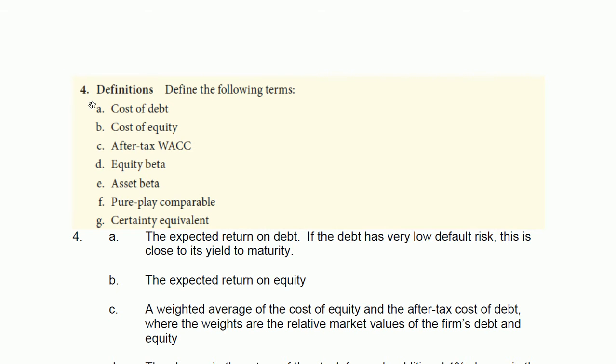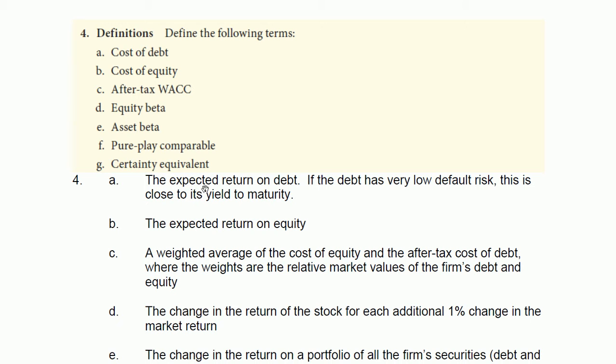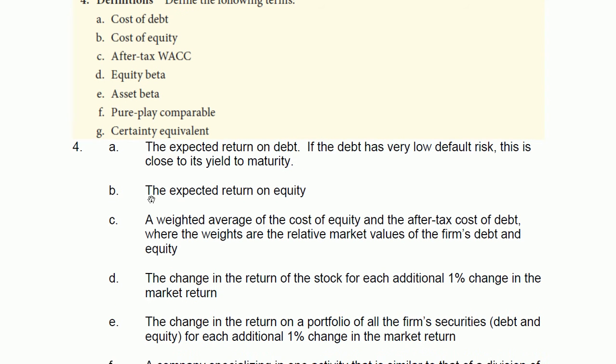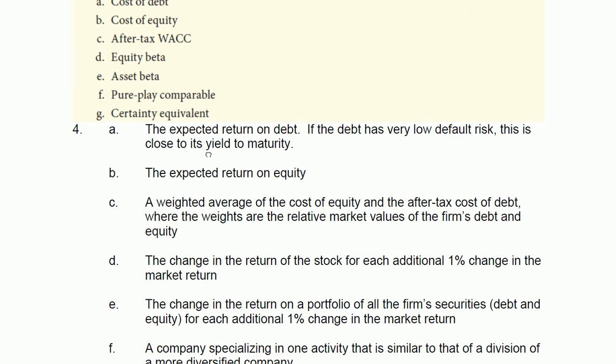For definitions, this question is simply to illustrate some definitions. A, cost of debt is the expected return on debt if the debt has very low default risk. This is close to its yield to maturity. B, cost of equity is the expected return on equity. C, after-tax weighted average cost of capital is a weighted average of the cost of equity and the after-tax cost of debt, where the weights are the relative market values of the firm's debt and equity.